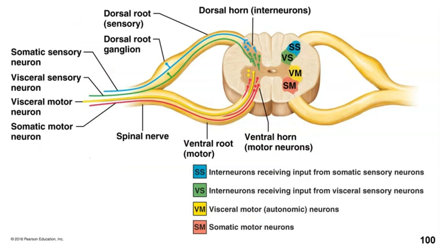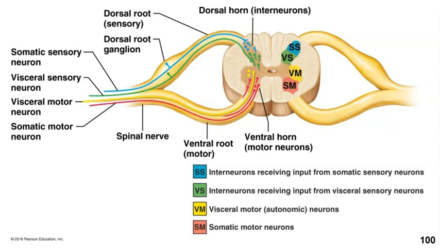The dorsal horn is responsible for sensory processing. Sensory neurons whose axons enter the spinal cord through the dorsal root make synapses with interneurons in the dorsal horn. And it's these interneurons that are responsible for the processing of that sensory information. So the SS refers to the somatic sensory processing neurons, while VS refers to the visceral sensory processing neurons.